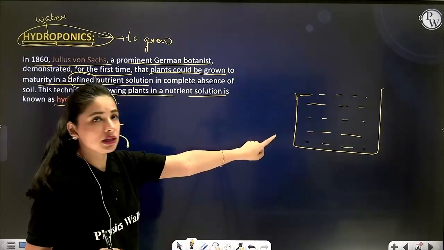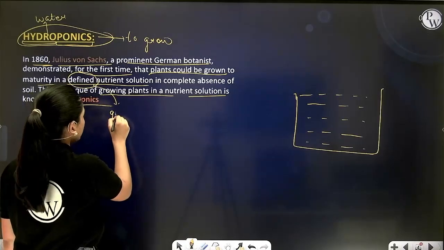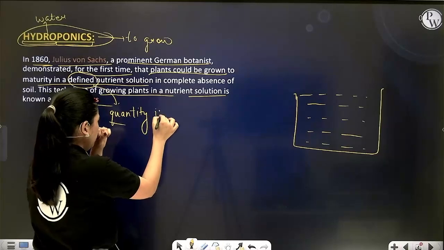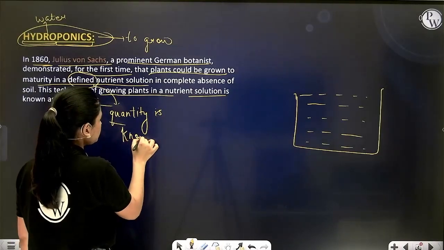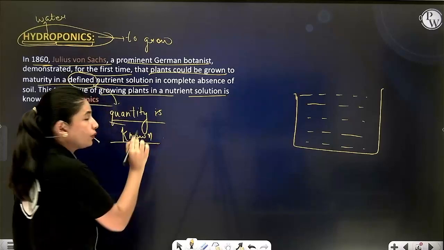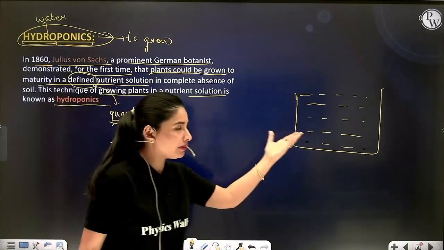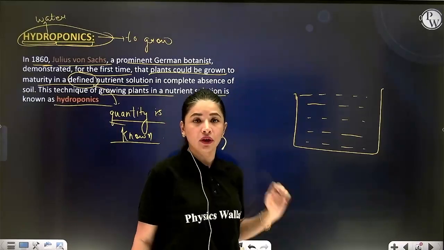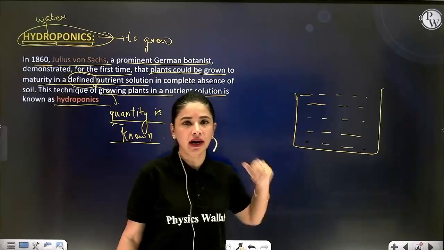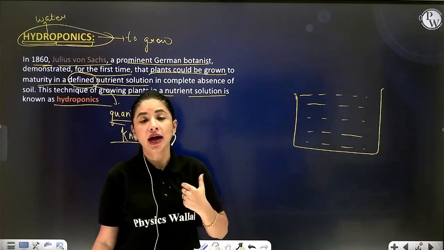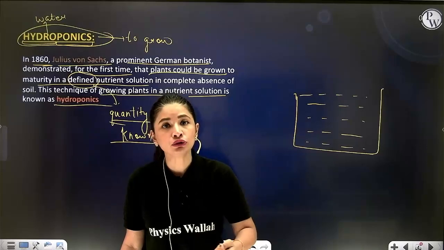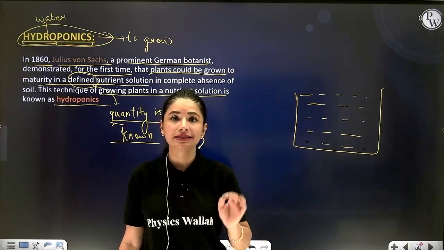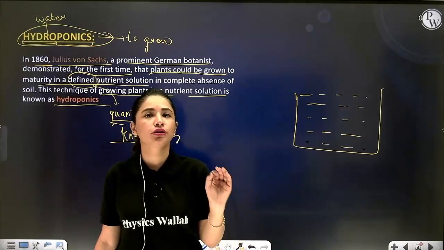So whatever minerals I am going to add, their quantity is known. For example, if I'm adding calcium, nitrogen, magnesium, iron, then I know how much I'm adding: calcium, maybe 2 gram, iron, maybe 1 gram. So I'm knowing the concentration, I'm knowing the amount of nutrient which I am adding. Such a nutrient solution is known as defined nutrient solution.